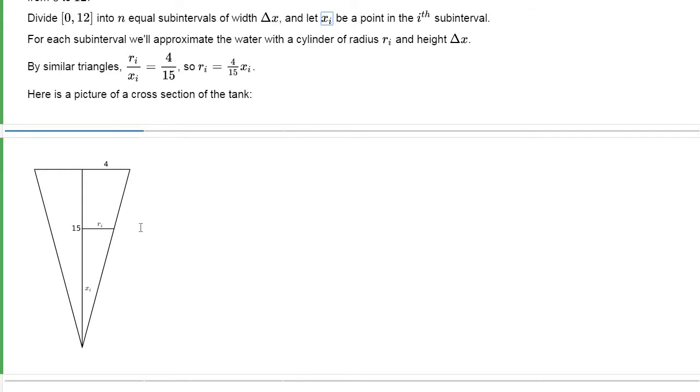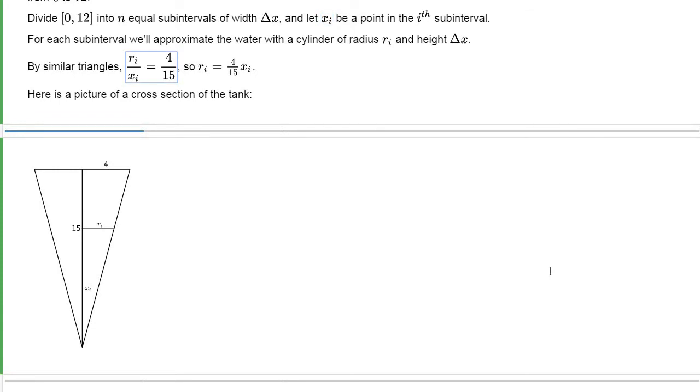So I need to figure out how r is related to x. The way I'm going to do that is with similar triangles. Okay, this big triangle here, the 15, and here's the hypotenuse and the 4. That big triangle and the small one, x sub i, hypotenuse, and then r sub i. Those two triangles are similar because they share this angle here. That means that the ratio of corresponding sides are the same. So if I take the ratio of this little leg to this long leg, r to x, that's the same as the ratio of 4 to 15.